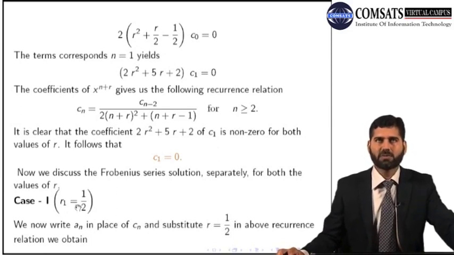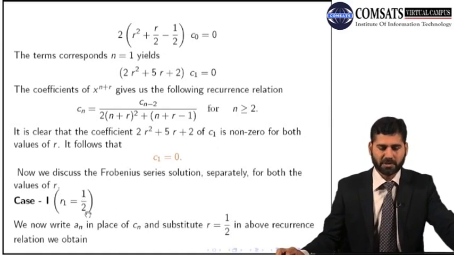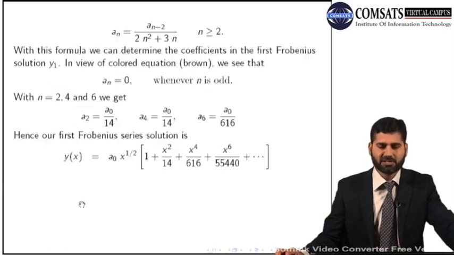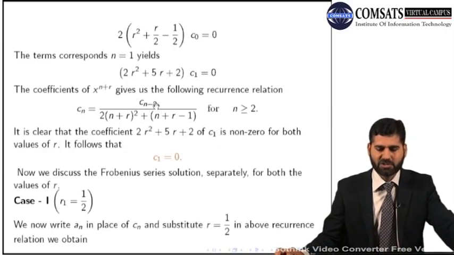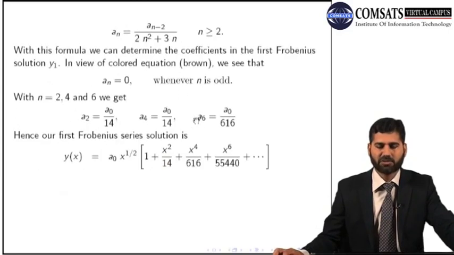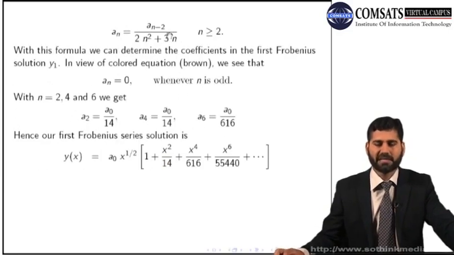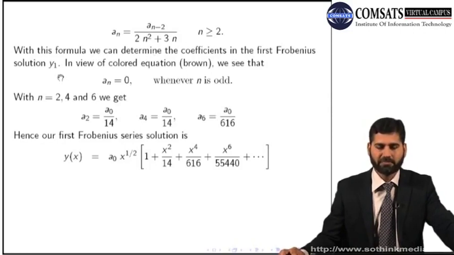So when r1 is 1/2, you can replace the c_n by a_n because we have to make it different. Alright, so a_n is a_(n-2) over 2 times (n + 1/2) squared, (n + 1/2) minus 1. So you get this thing. If you simplify, you will get this thing. With this formula, we can determine the coefficients in the first Frobenius solution y1.